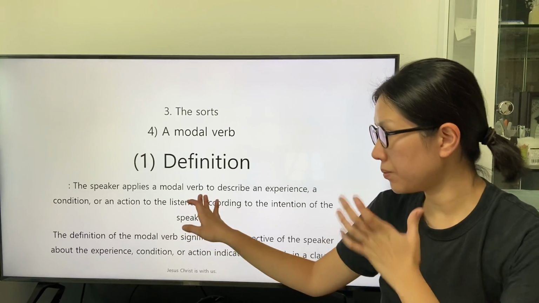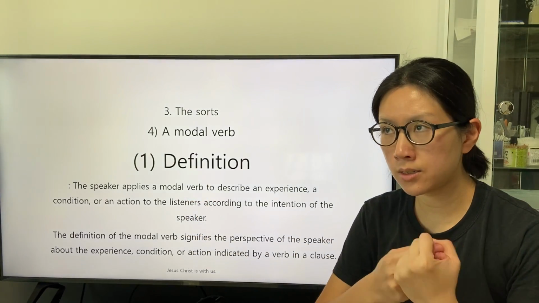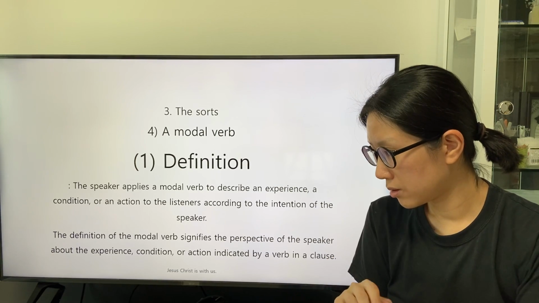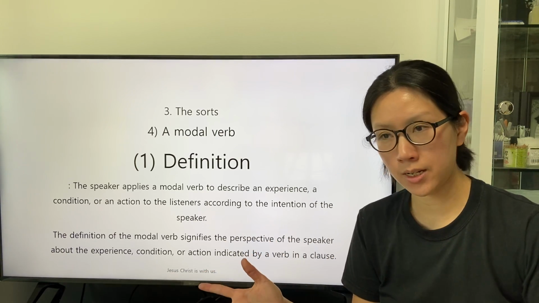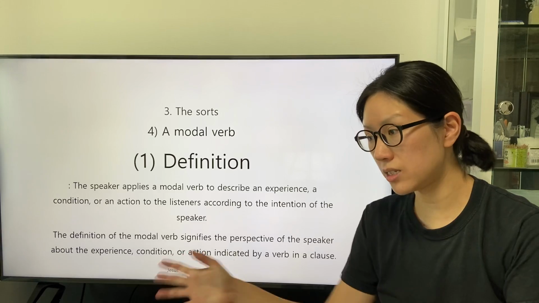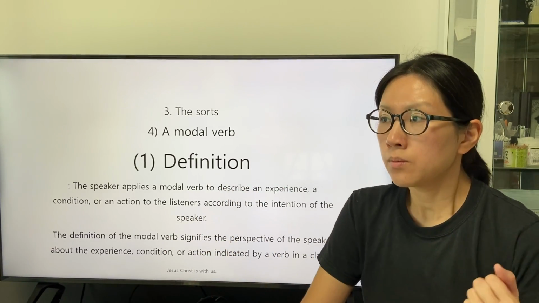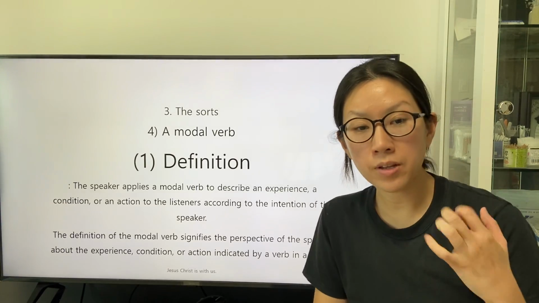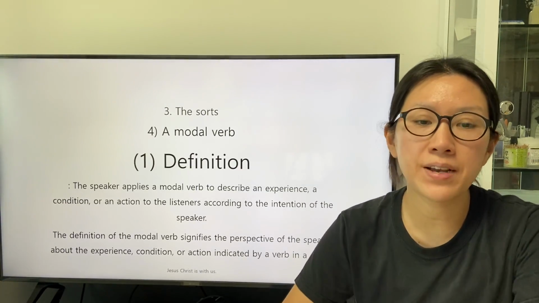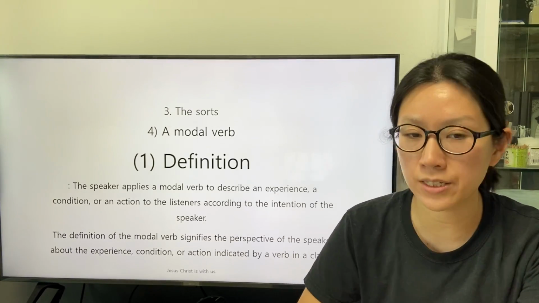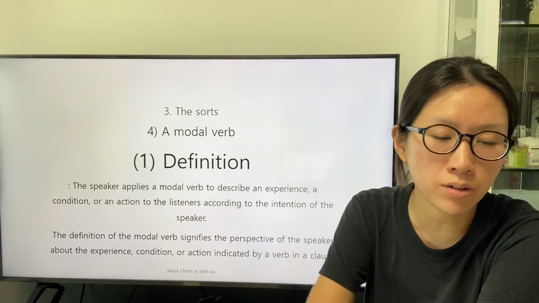A modal verb is specifically applied to describe the definition of the verb. The definition of the modal verb signifies the perspective of the speaker about the experience, condition, or action indicated by a verb in a clause.